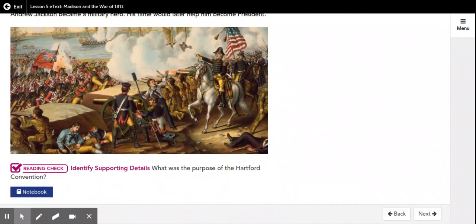Reading check. Identify supporting details. What was the purpose of the Hartford Convention?